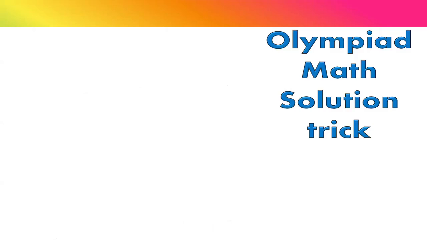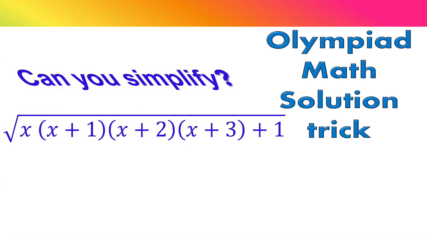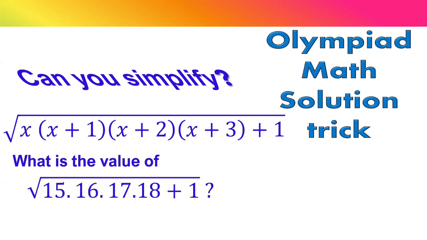Welcome to my lecture. Today we are going to solve one problem for Olympiad mathematics. The problem is, can you simplify the square root of x(x+1)(x+2)(x+3)+1? And then using this, what will be the value of this square root? So let's start.